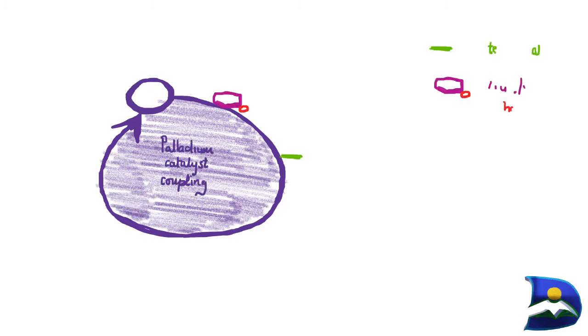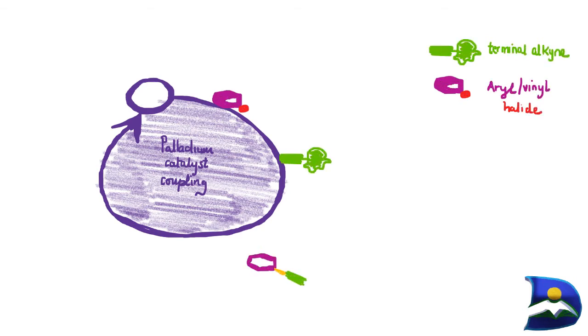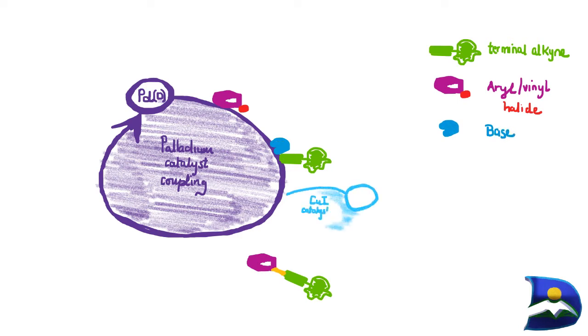First, you need to understand that palladium catalyst coupling of the terminal alkyne with an aryl or vinyl halide is crucial for this reaction to take place. The next one is that this reaction requires a palladium 0 catalyst complex in the presence of a base, using copper 1 iodide.